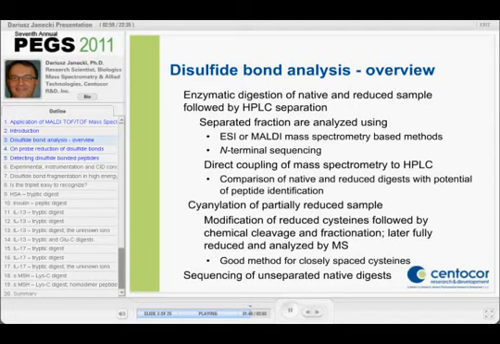So as I said, sometimes you just cannot do this otherwise, but in many cases, as I will show, you can do the sequencing of the unseparated native digests and obtain your information on the disulfide bond network pretty quickly.